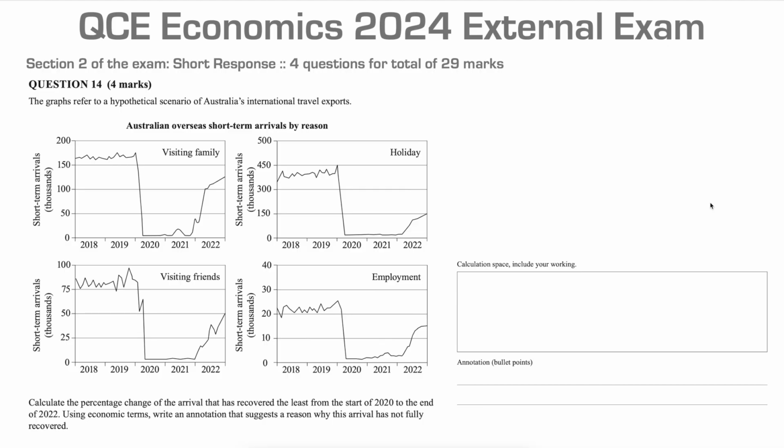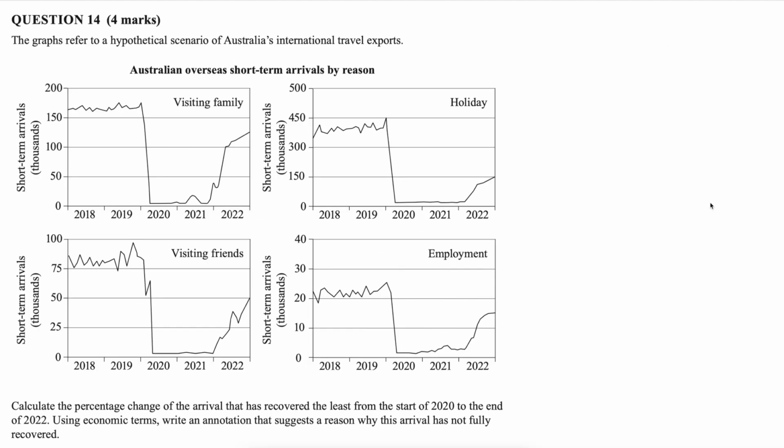In the response book, you're given calculation space and 2 lines to write an annotation. So really it's calculating and coming up with an idea. 4 easy marks. Let's make a process for doing these questions. Okay, so we're 2020 to 2022.